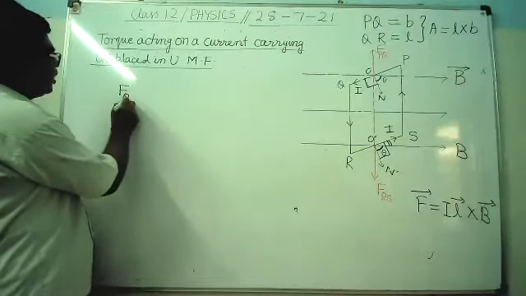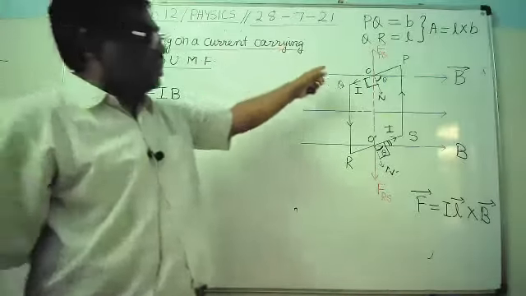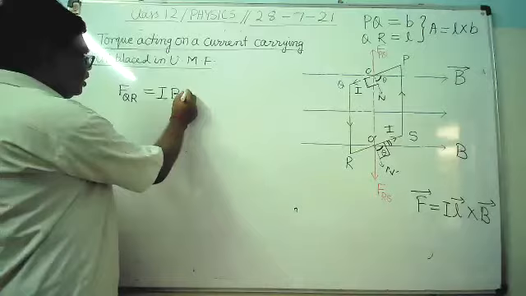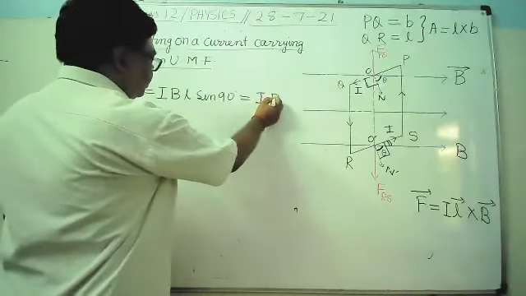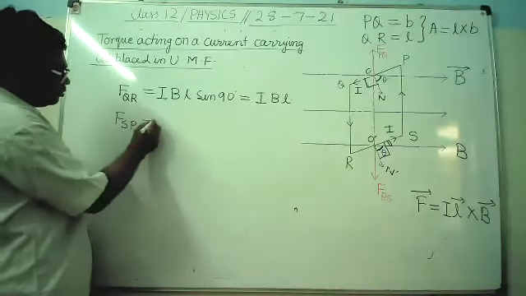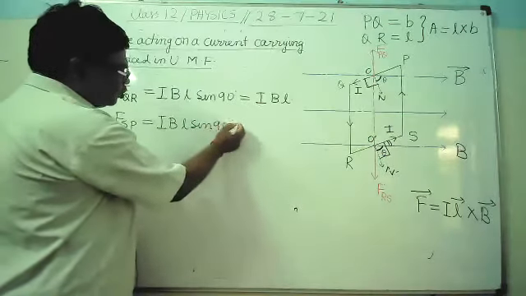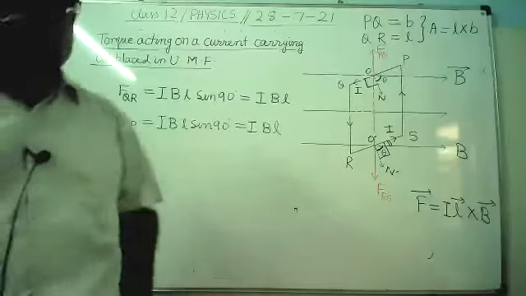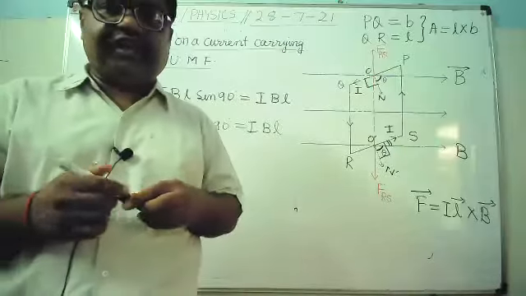So force acting on segment QR is equal to I into B into its length, which we have taken as small l. So IBL sin 90, and sin 90 equals 1. If you see on the segment SP, it is also IBL sin 90, that is equal to IBL. Now, what should be the direction of force here? The direction of force can be found by using Fleming's left hand rule.